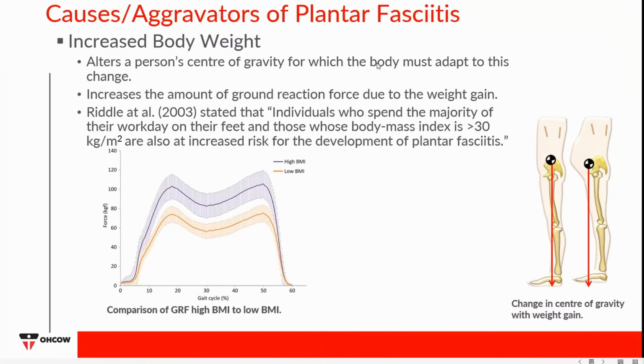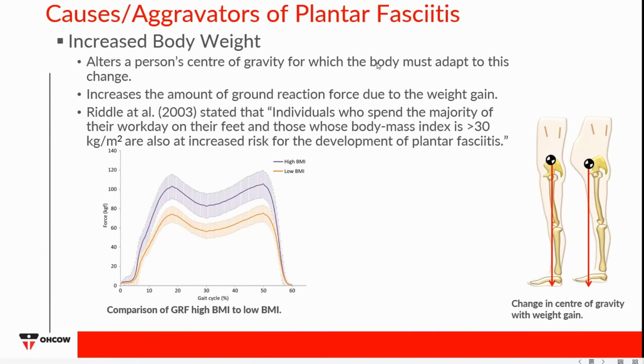Another risk factor, of course, is increased body weight. This has two effects. One, as we gain weight, our center of gravity is altered, and as a result, the body must adapt to this change. And of course, it's the feet's responsibility to adapt to that weight bearing to support the body during the gait cycle. The increase in body weight also has a large impact on the ground reaction force, because the more weight we are, the harder we are going to hit the ground with every heel strike.